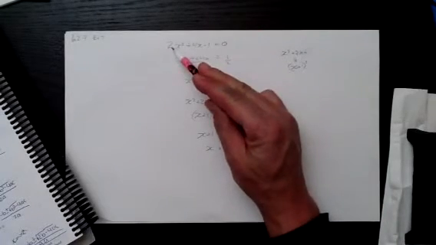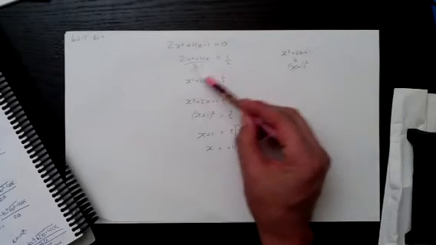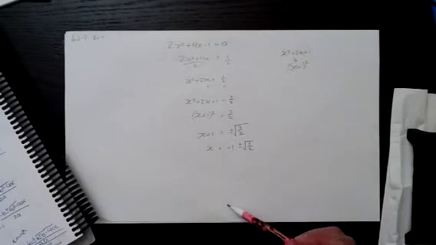So we got rid of that coefficient by dividing the whole thing by 2 once we made it convenient. We'll look at another one in a sec.